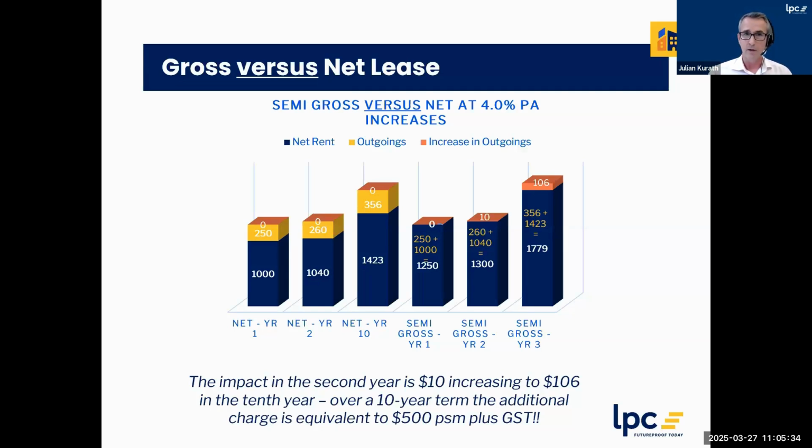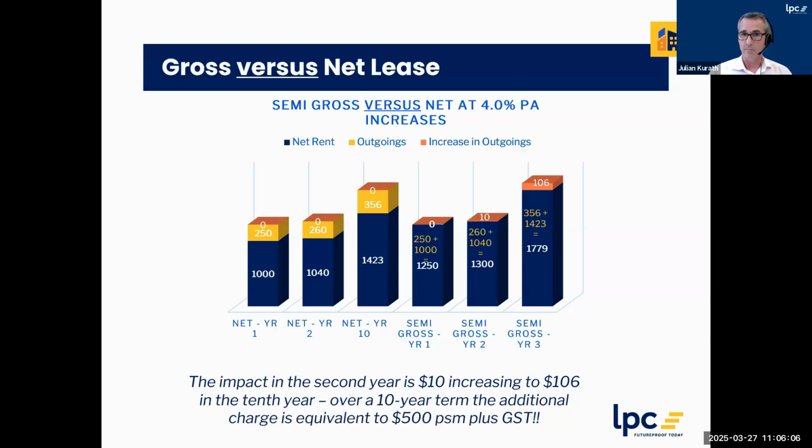The 3 bars on the right indicate the semi-gross scenario, that is the grossed up rental in blue, being the net rent and the outgoings, grown annually by 4%. You'll note that the grossed up rent equals the net lease scenario, being the net rent and the outgoings. However, in the semi-gross scenarios, the bars on the right, you will also notice the increase in outgoings component in red at the top. These reflect the increase in outgoings over the base year.